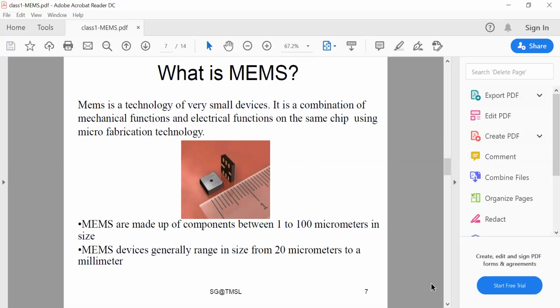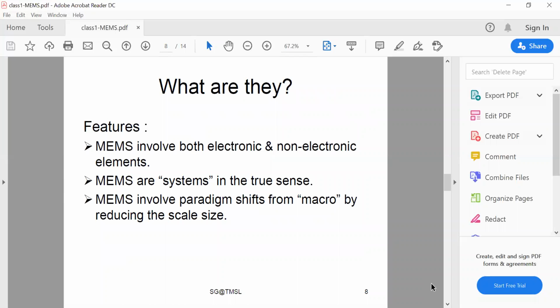So basically, what are they? It has three features. Microsystems literally are very small systems, or systems made of very small components. Now they do something interesting or useful.